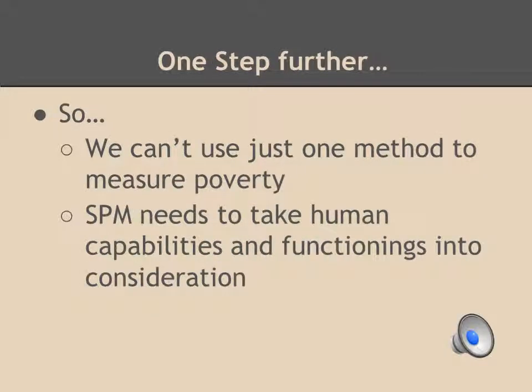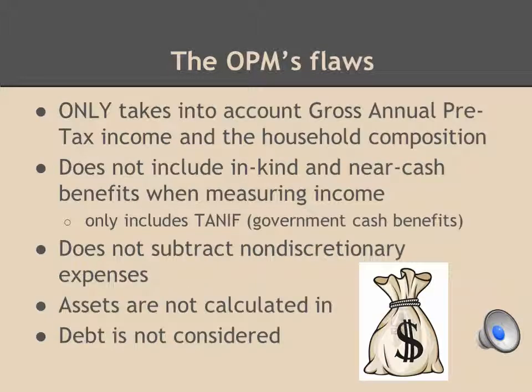Effectively gauge a new poverty measurement by taking into account human capabilities and functionings because there is no unilateral way to measure poverty. There are many issues with the official poverty measurement. For example, it only takes into account gross annual pre-tax income as a resource, and only 3 times the thrifty food basket as a threshold.